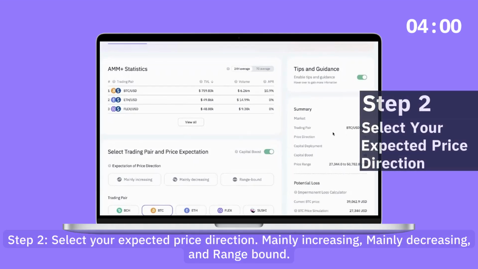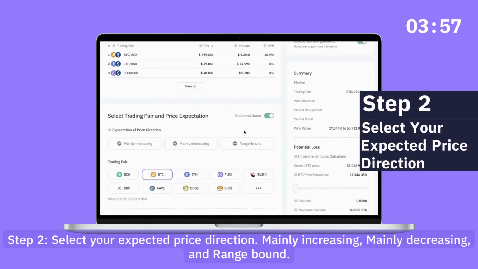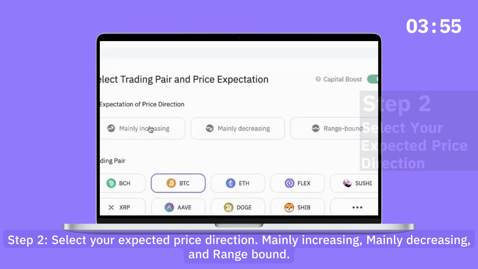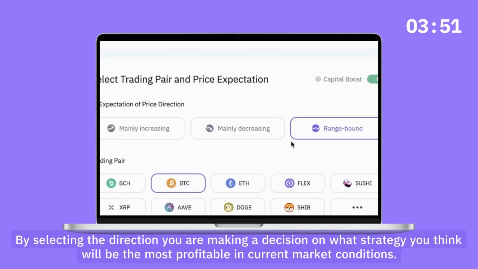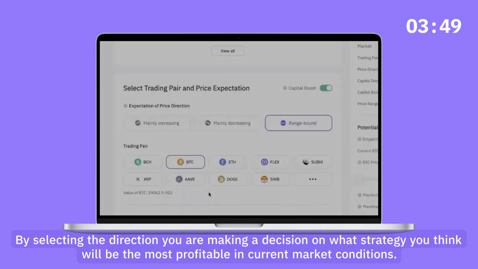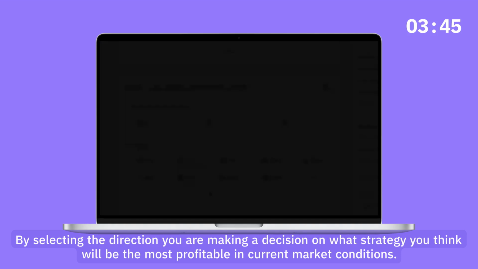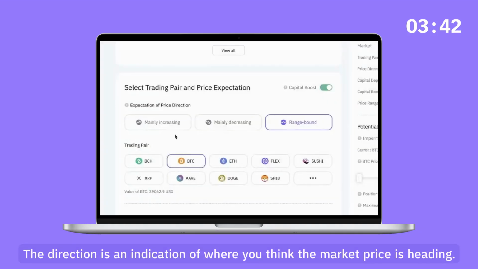Step 2. Select your expected price direction. Mainly increasing, mainly decreasing, and range-bound. By selecting the direction, you are making a decision on what strategy you think will be the most profitable in current market conditions. The direction is an indication of where you think the market price is heading.